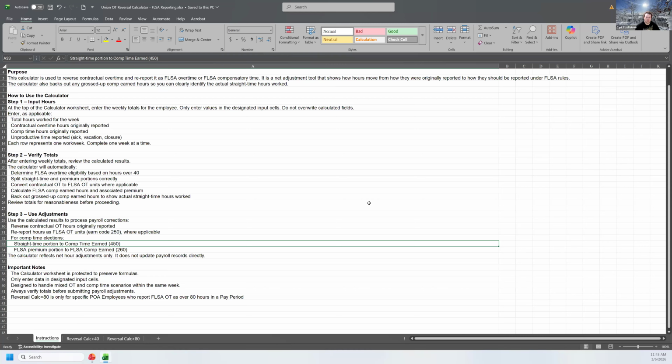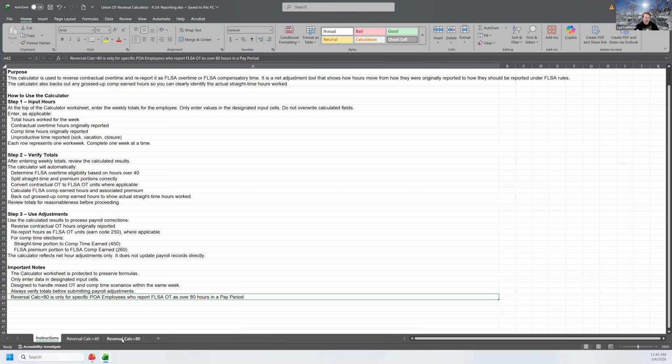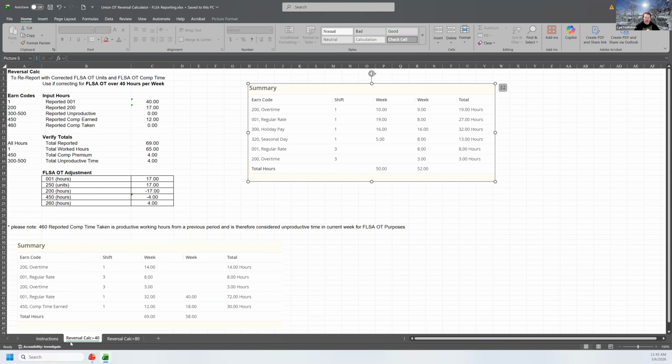One thing to note here is that there are 2 tabs: reversal calc greater than 40 and reversal calc greater than 80. The calculator over 80 is only for specific POA employees who report FLSA overtime as over 80 hours in a pay period. Most everyone will be using the calculator over 40. All right, let's jump right in. We're going to go through 3 examples, or 6 weeks, because we're going to do it weekly, okay?